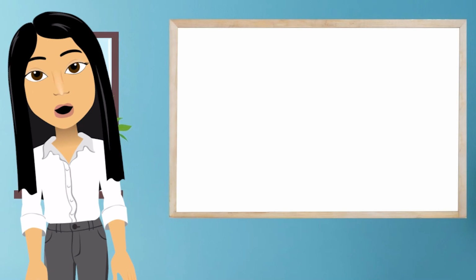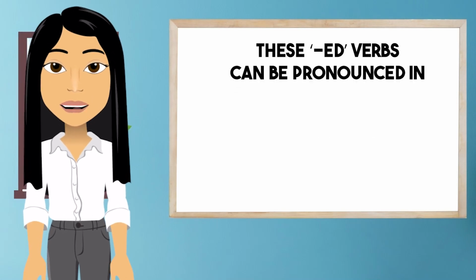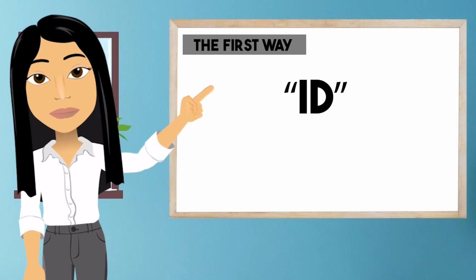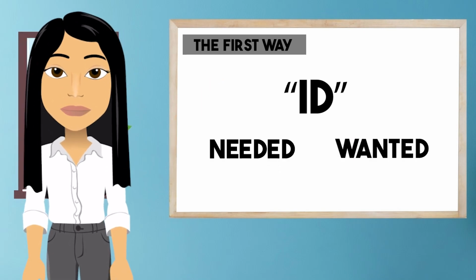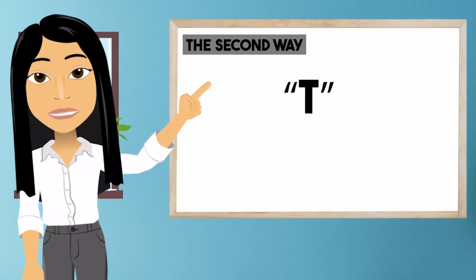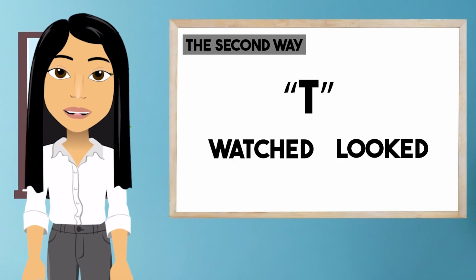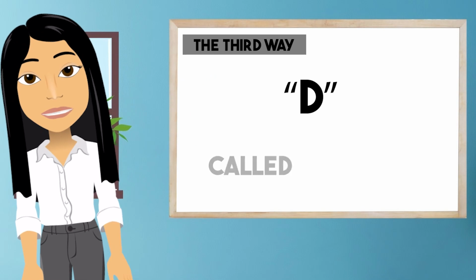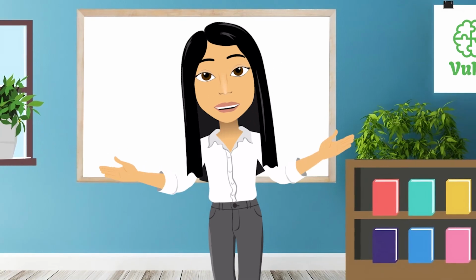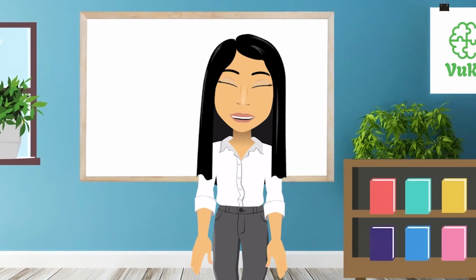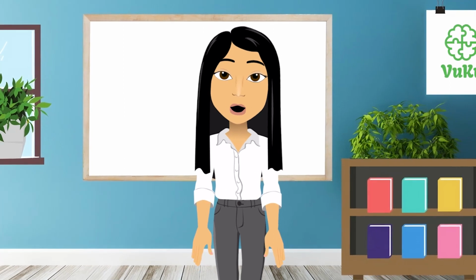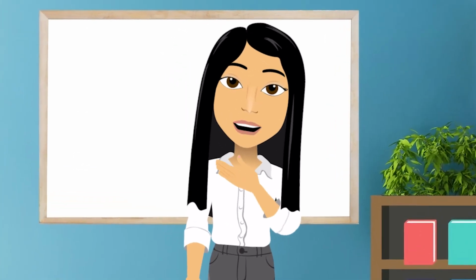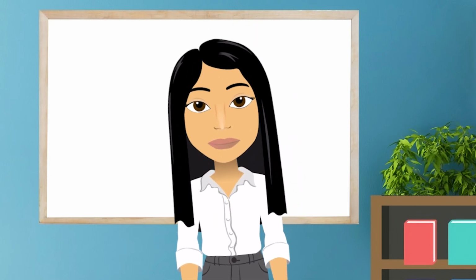The first thing to know is that these ed verbs can be pronounced in 3 different ways. The first way is as id, such as needed or wanted. The second way is with a t sound, such as watched or looked or talked. The third way is d, such as called or loved. Be sure to stay with me all the way through the lesson because I'm also going to share 2 key tips on how to make this ending easier to pronounce, and we'll practice it together. Sounds like a plan? All right, let's dive in.